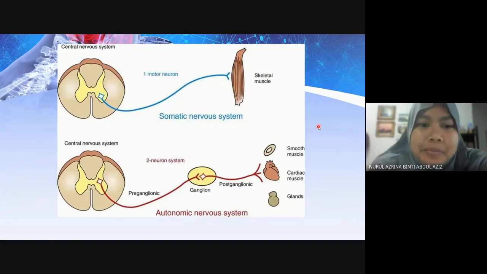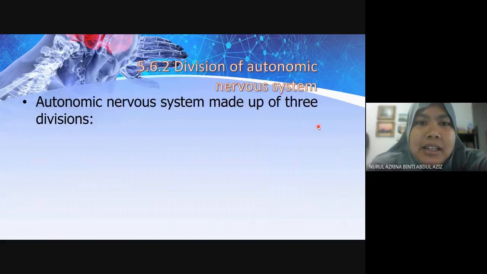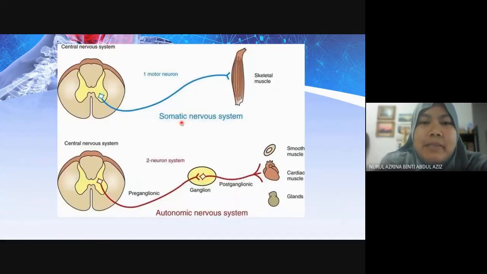Alright. Next, now let's go to the division of the autonomic nervous system. So now we understand the difference between somatic and autonomic. Now we are going to detail out the autonomic nervous system. Okay, how many branches did the autonomic nervous system have earlier?